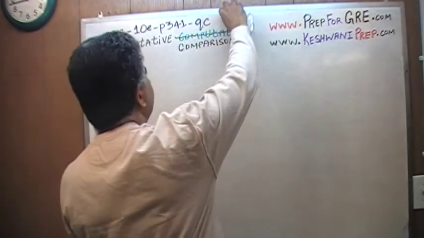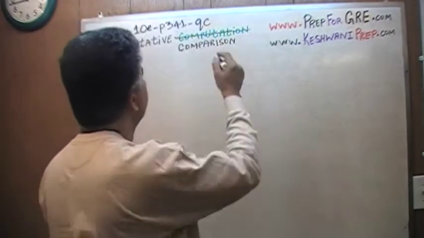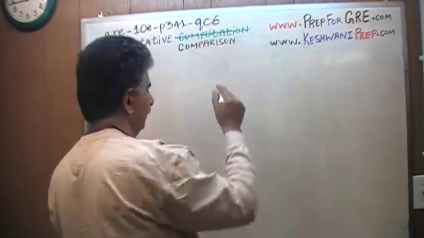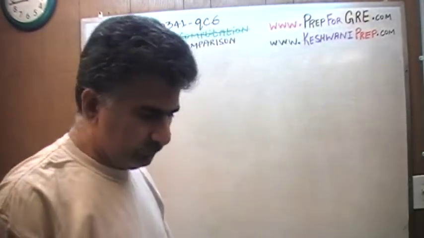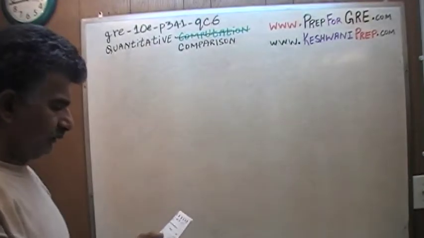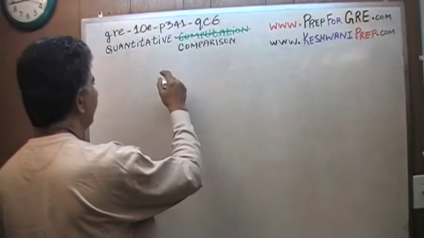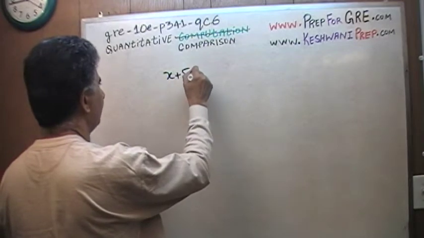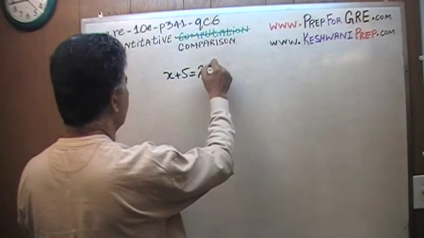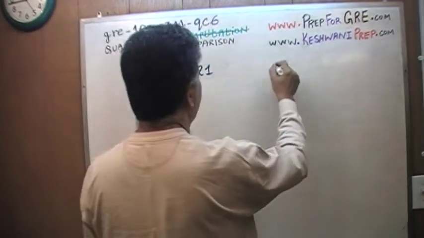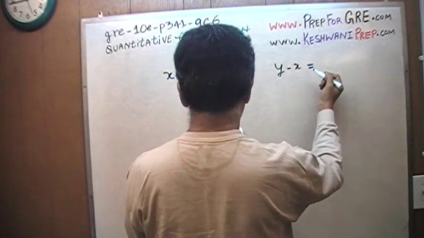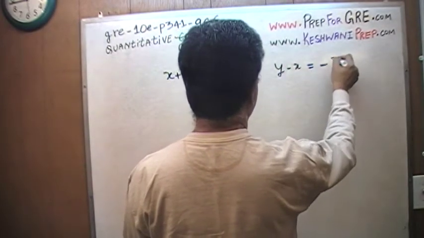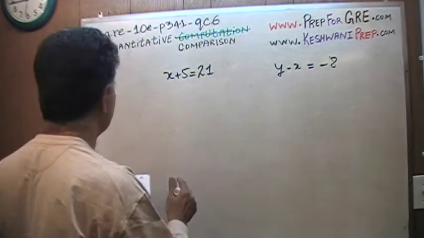Number 6. Let's see what they tell you in number 6. They give you 2 equations, simultaneous equations. First equation tells us that x plus 5 equals 21. And second equation tells us that x minus y equals negative 8. And they want us to compare.